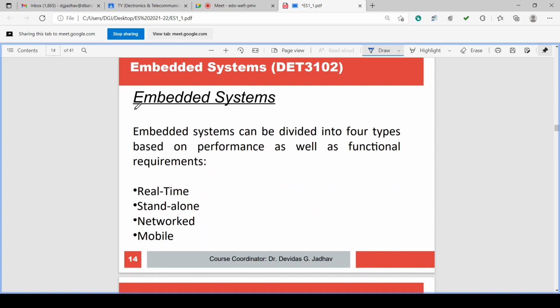Then we have started with embedded system types, isn't it? We have just started the embedded system types and we have discussed the first type. An embedded system can be divided into four types based on performance as well as functional requirements. Based on performance, how it performs, it is real time or standalone, and depending on functional requirement, how it functions. Is it networked or mobile or standalone or real time?